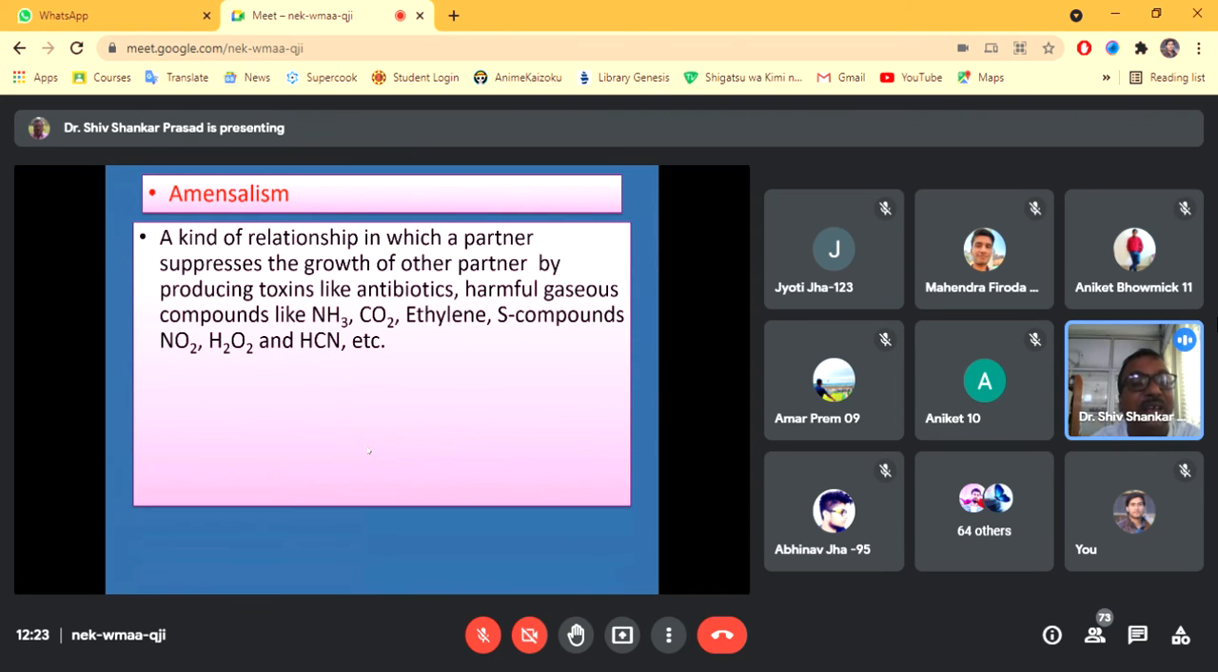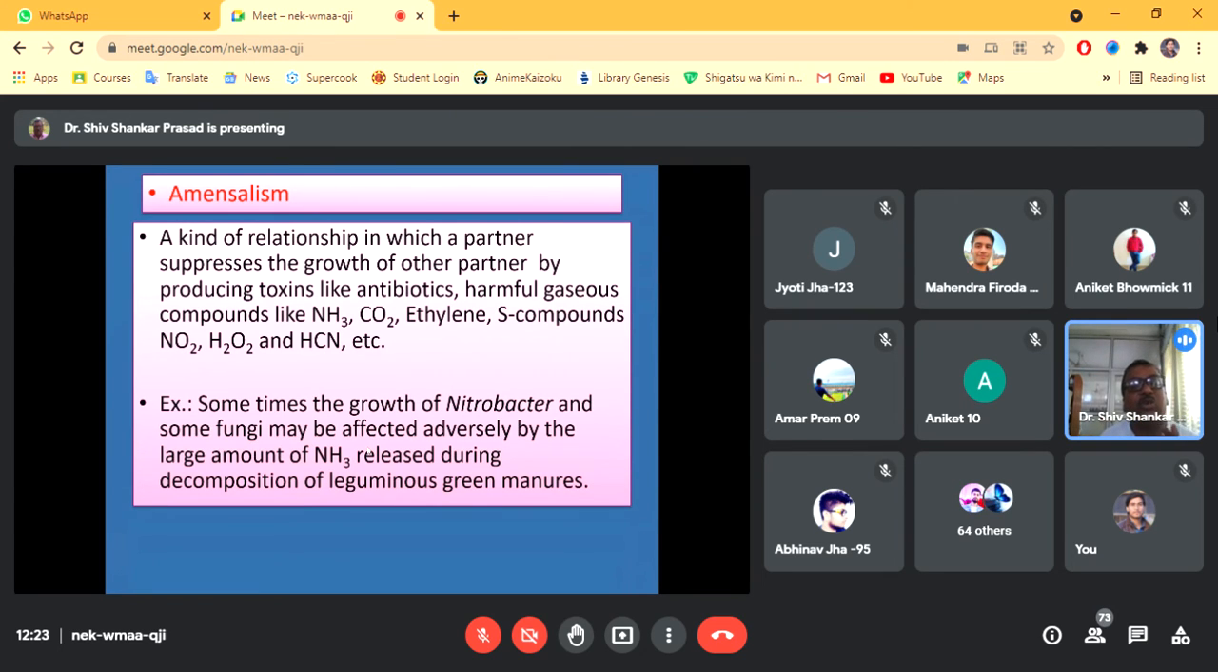And in the case of antibiotics, only a small quantity is sufficient for suppressing the growth. Whereas for the gaseous compounds or toxic materials, a certain concentration of these materials is essential for the suppression of the growth of the other group of microorganisms. Sometimes the growth of some fungi may be affected adversely by the large amount of ammonia released during decomposition of manures. Okay, so this is a common example in which green manuring is done.